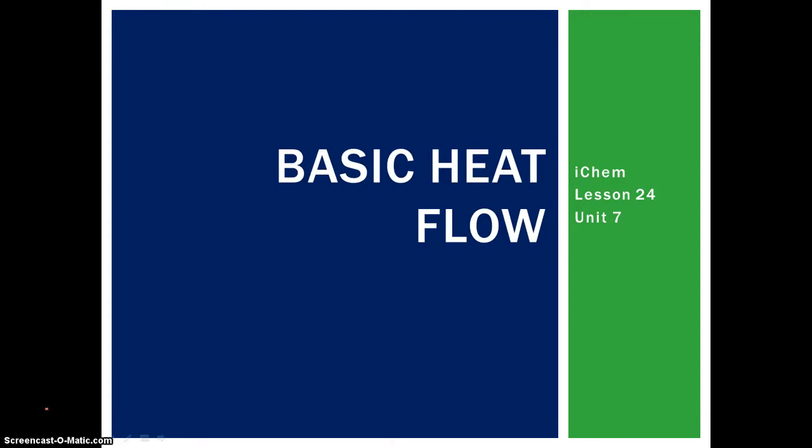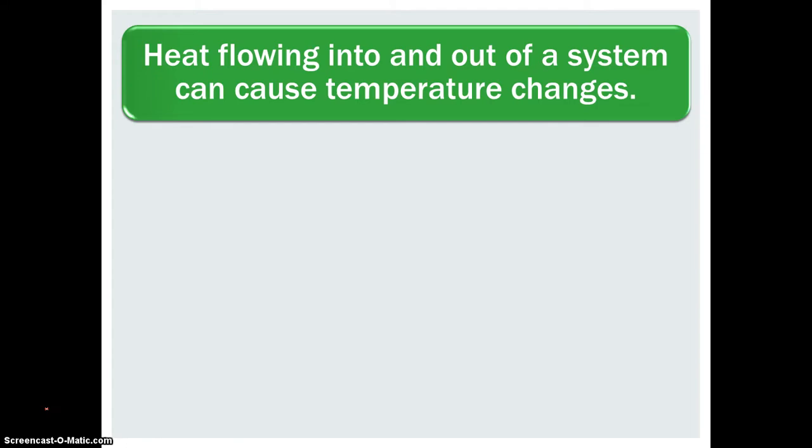All right, here we go with iChem lesson 24 on basic heat flow. Essentially, heat flowing into and out of a system can cause temperature changes. And I just want to emphasize for now this word can. It doesn't necessarily matter for today's iChem, but later on this week, this idea of can will become important. Heat being added or taken away doesn't necessarily change the temperature. In this case, though, we're going to look at what happens when it does.